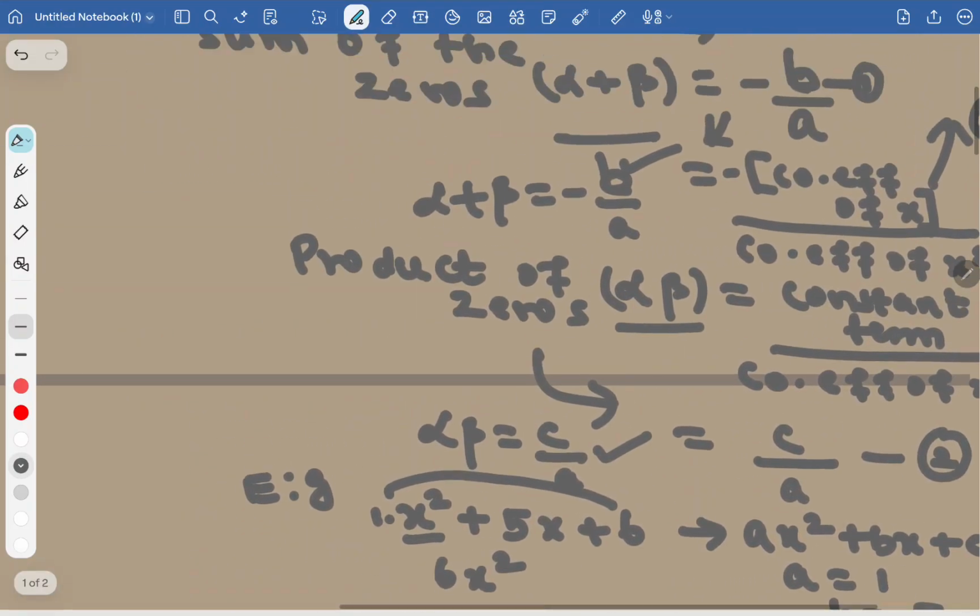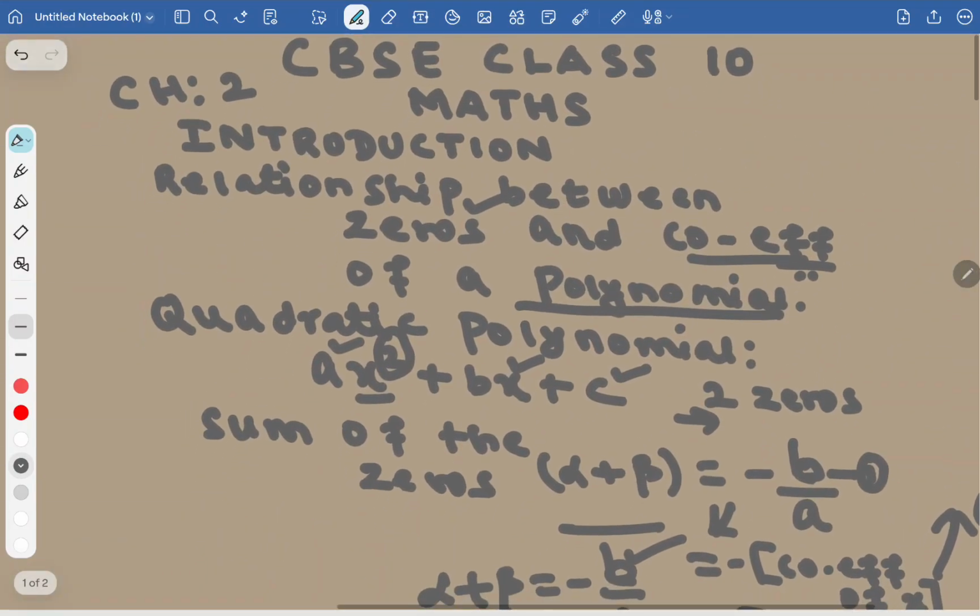This relationship is very important for discussing the problems in exercise 2.2 from chapter 2 polynomials for CBSE class 10 mathematics students. I will solve the problems in exercise 2.2 in the upcoming video.